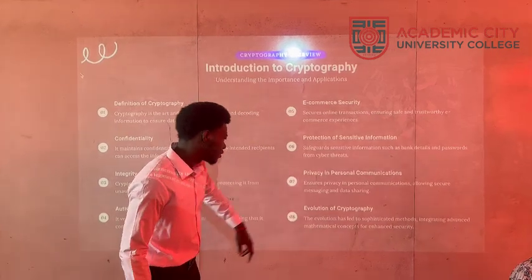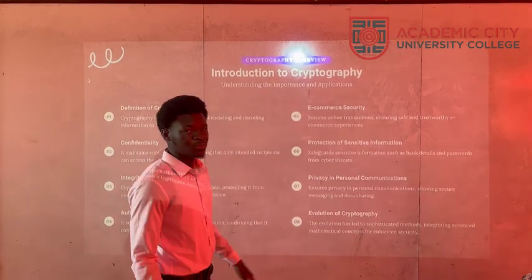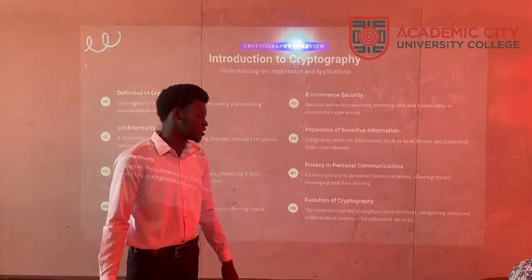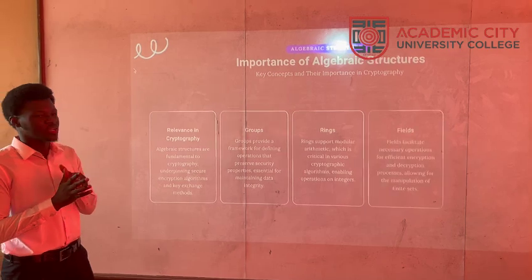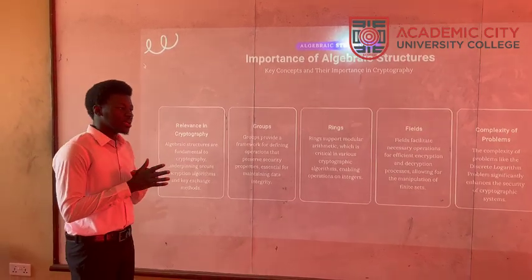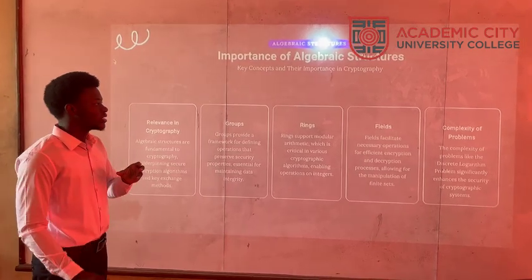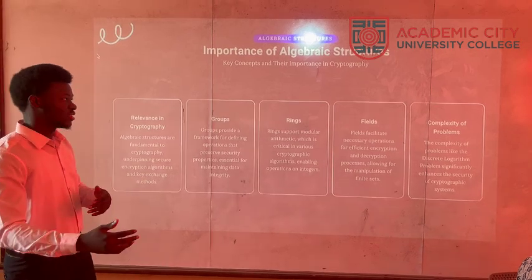So, evolution of cryptography. The evolution of cryptography has also led to sophisticated methods, integrating advanced mathematical concepts for enhancing security. So that's actually what we are going to be talking about, the algebraic structures in cryptography. It's like imbibing algebraic structures, which is the mathematical method, into the cryptography to enhance the security even further. So we are taking a step further into the future.